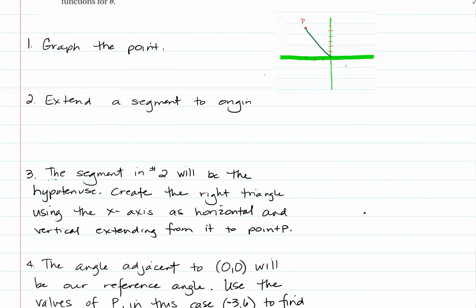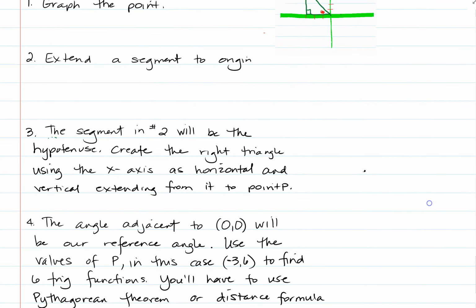You got to create a right triangle using the x-axis. Disclaimer, do not go to the y-axis. Go to the x-axis. Come straight down and create a right triangle right there. So your right angle is on the x-axis. Let me repeat that. Your right angle is on the x-axis. And this angle right here, theta, is your reference angle right there. So the angle adjacent to the origin is called your reference angle.